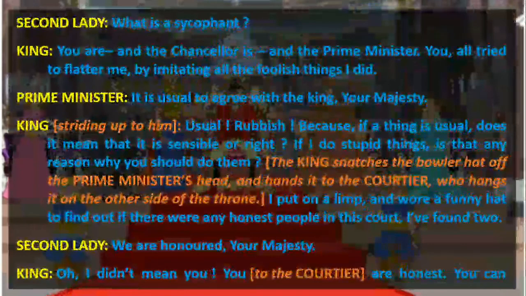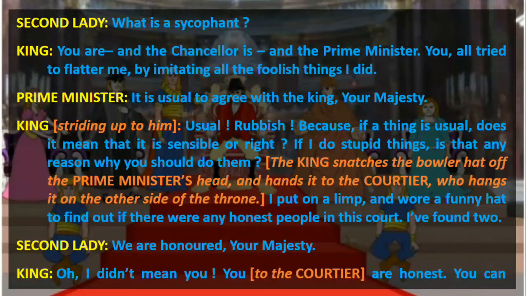Second Lady: What is a sycophant? King: You are, and the Chancellor is, and the Prime Minister. You all tried to flatter me by imitating all the foolish things I did. Prime Minister: It is usual to agree with the king, Your Majesty. King, striding up to him: Usual? Rubbish. Because if a thing is usual, does it mean that it is sensible or right? If I do stupid things, is it any reason why you should do them? The king snatches the bowler hat off the Prime Minister's head and hands it to the courtier, who hangs it on the other side of the throne.